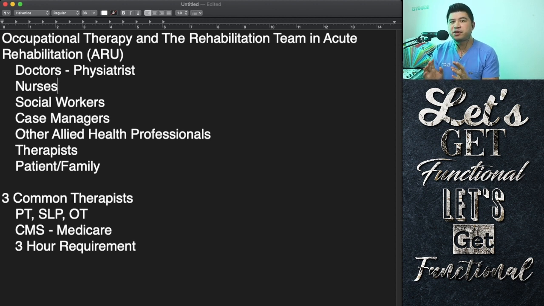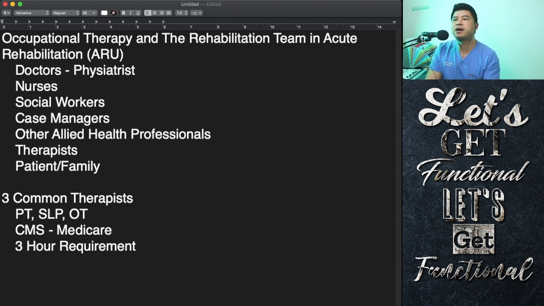The patient and the family are also important, right? Looping in the patient and the family in the discharge plan from day one is very important so that everybody's on board and it facilitates the patient's discharge and their independence in the community after the ARU stay.